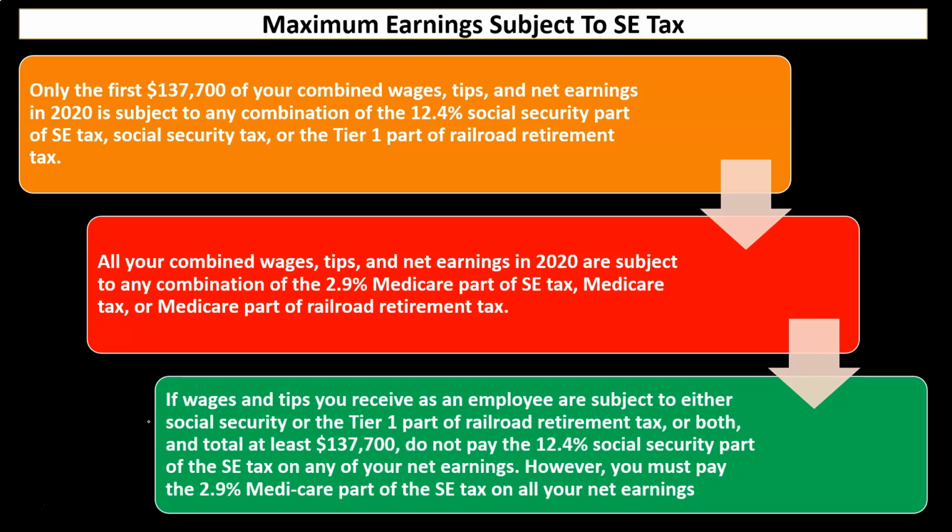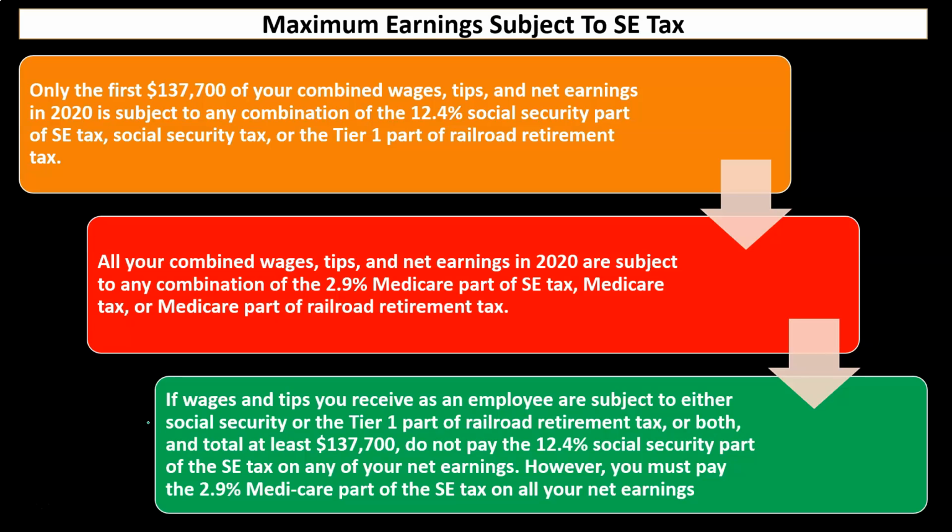If wages and tips you receive as an employee are subject to either Social Security or the Tier 1 part of railroad retirement tax or both and total at least $137,700, do not pay the 12.4% Social Security part of the SE tax on any of your net earnings. However, you must pay the 2.9% Medicare tax on the self-employment tax on all your net earnings.